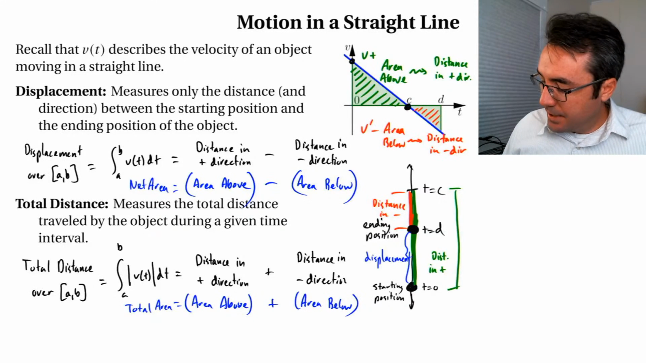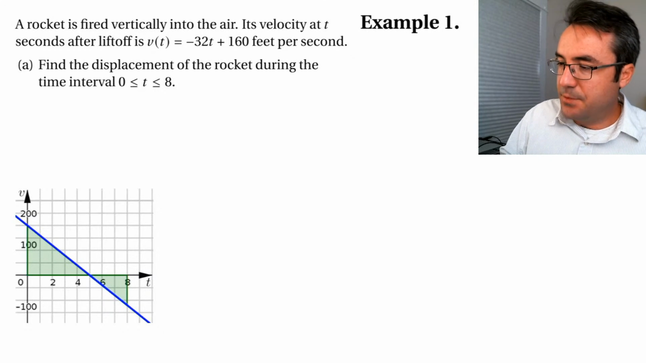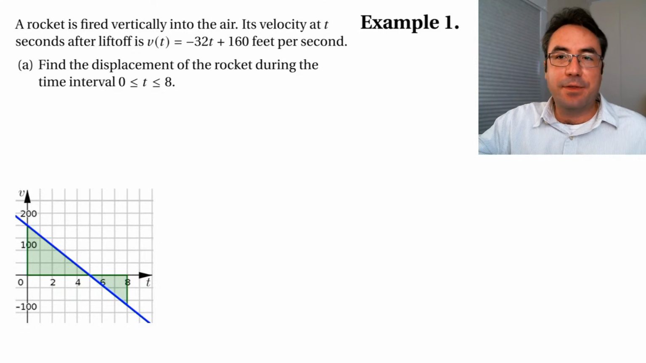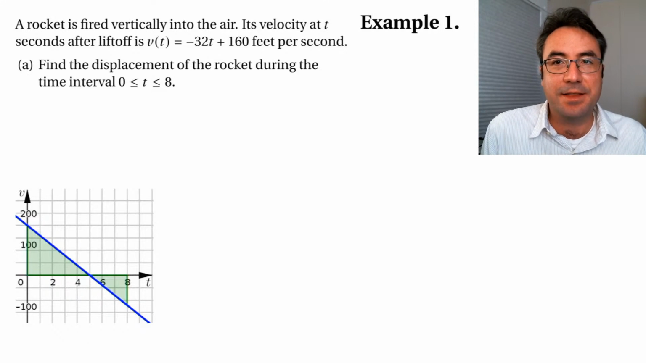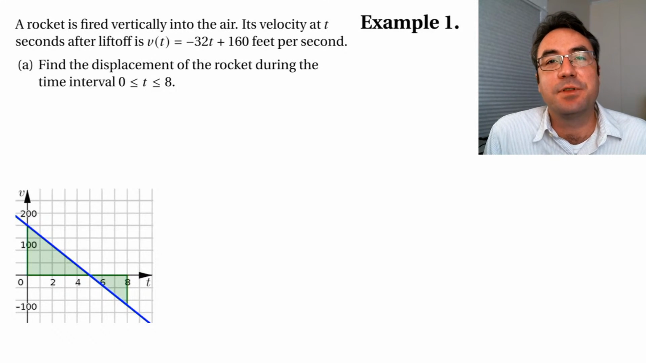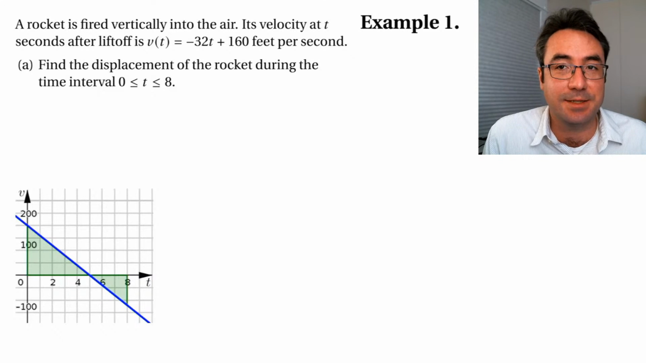All right, so let's try an example. Same graph, put some numbers on it. Let's suppose now that this graph is modeling the velocity for a rocket that's fired vertically into the air. Its velocity at time t seconds after liftoff is the function -32t plus 160, and the units are feet per second. In part A, we're going to find the displacement of our rocket during the time interval from 0 to 8.